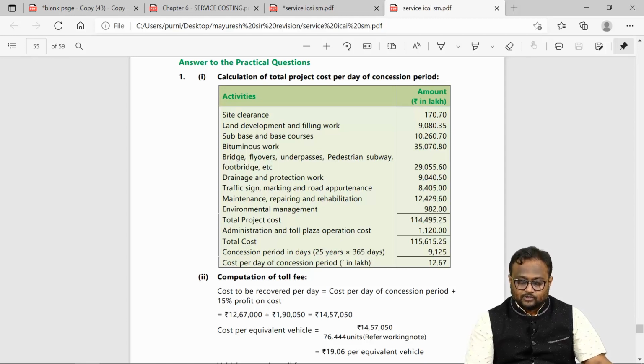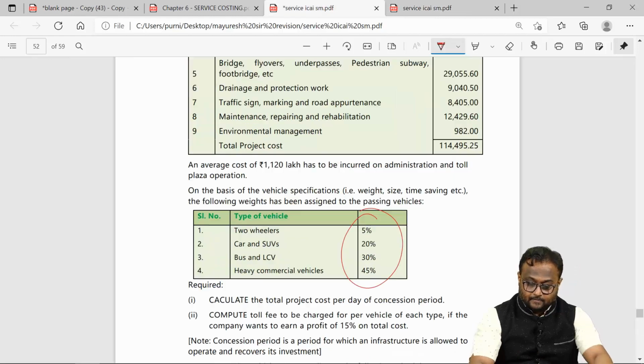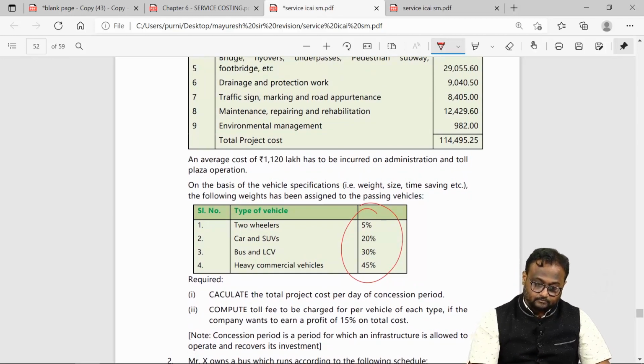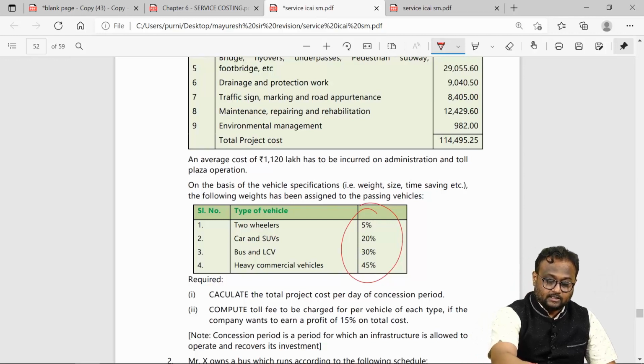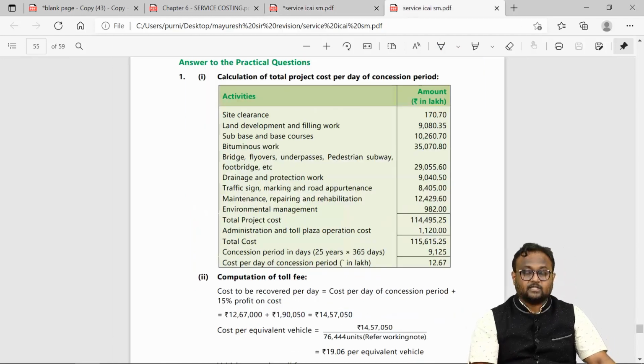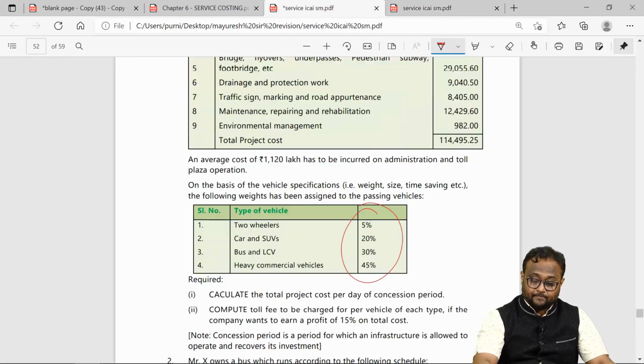12.67 lakhs, of course, is your cost per day. Question says 15% profit they want. Okay, so 12,67,000 plus 15%, 14,57,050 I need to collect every day.